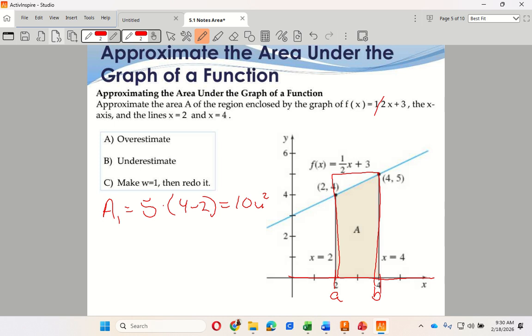Now let's do an underestimation. So the underestimation would use what? 4. The 4, very good. So I would box it off right there, right? So 4 times my width, which is 4 minus 2, which is going to give me 8 units squared.